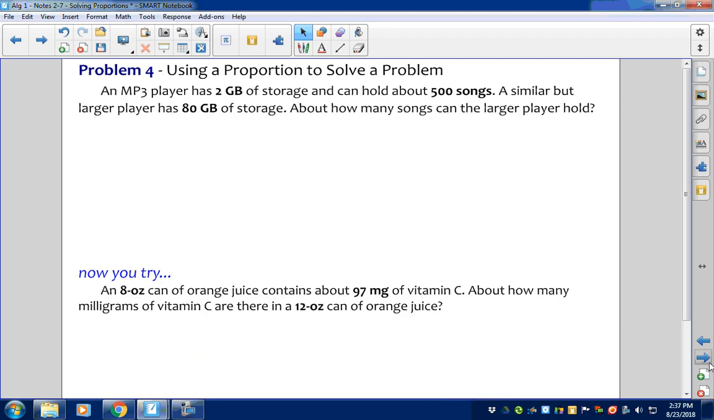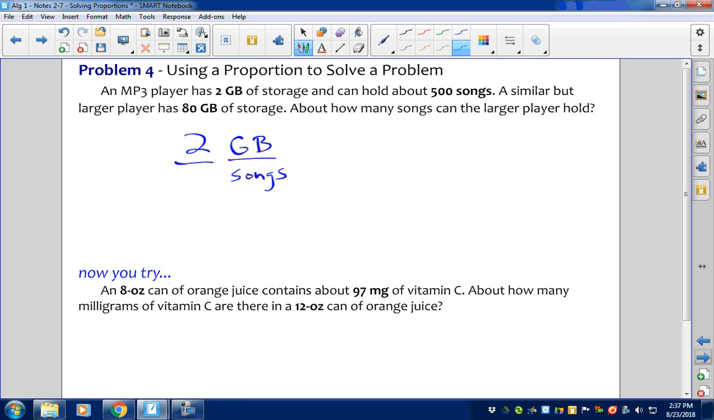Problem 4. So using a proportion to solve a problem. An MP3 player has 2 gigabytes of storage and can hold 500 songs. I know, now we're out of date already. This is when I wrote it a few years ago. So we got gigabytes over songs, 2 over 500. I'm writing in the units to help us make sure we set this proportion up correctly. It makes a big difference.